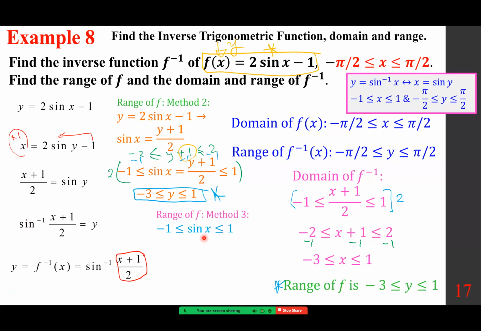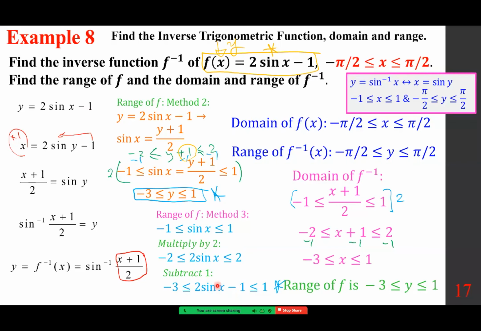We know sine is always between -1 and 1. So make it look like this. How do you make it look like this? Well, first I need to multiply by 2. I multiply by 2. This is -2. This is 2 sine x. This is 2. Then I need to subtract 1 from every side. If I subtract 1, this becomes -3. This becomes 2 sine x minus 1. This becomes 1. And it's between -3 and 1, the same as here.